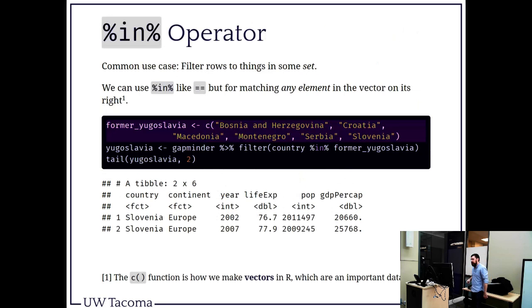Okay. Here's an operator that's really useful inside of filter commands. Very often we want to do something like, okay, I want, say, a subset of countries, and it's these 5 or 6 countries that I want.